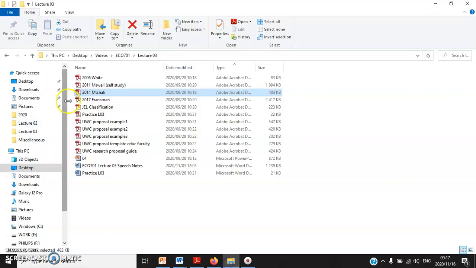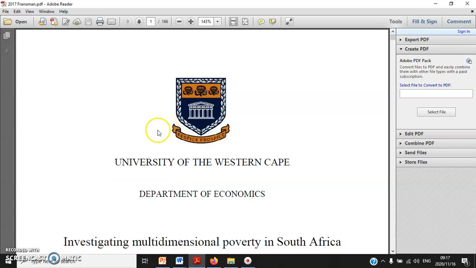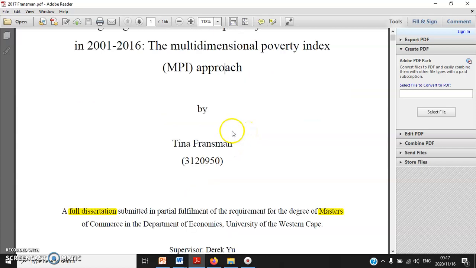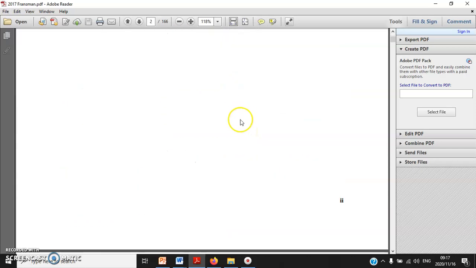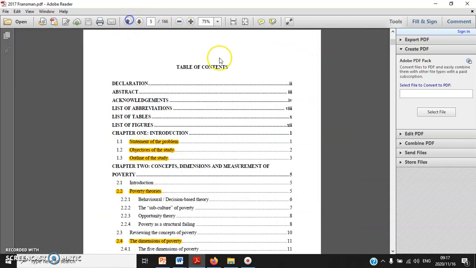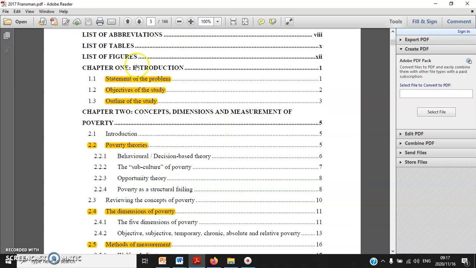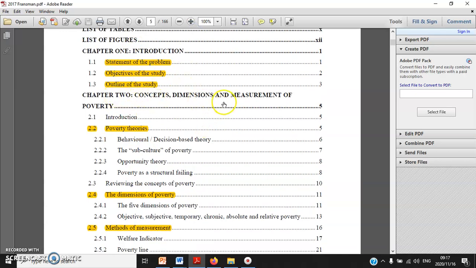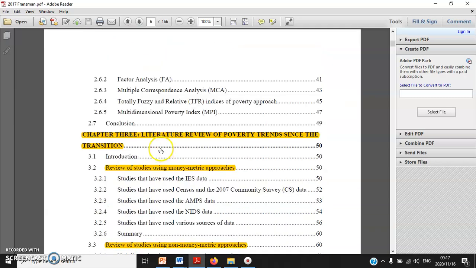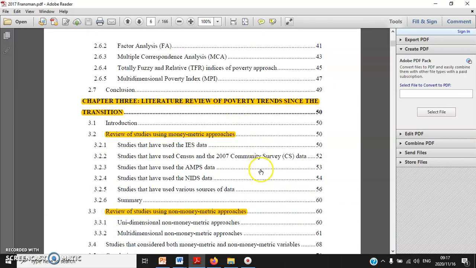Purely literature review. And then if you look at the other example, 2017, Miss Tina Fransman, okay, she looks at the multi-dimensional poverty index. You see the word index. So her research topic does involve data analysis. By the way, this is a master's level dissertation. So if you look at her table of contents, Chapter 1, usual stuff, intro. Chapter 2, literature review. She discussed the theories and so forth. And then she has Chapter 3, review of past empirical studies. So she has 2 literature review chapters.